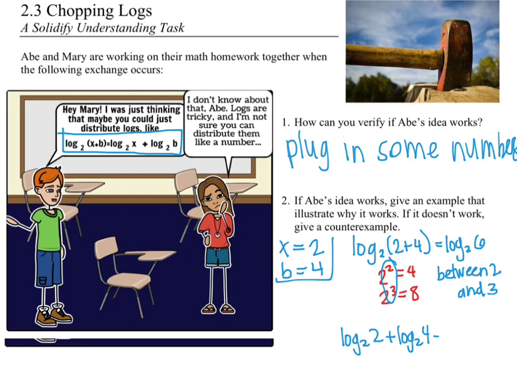So now let's see what log base 2 of 2 plus log base 2 of 4 is equal to. Well, I know that 2 to the 1 is equal to 2. 2 squared is equal to 4. So that means that log base 2 of 2 plus log base 2 of 4 is equal to 1 plus 2. Those are my exponents, which is equal to 3. Well, 3 is not the same as a number that's between 2 and 3. So that equation is not true.